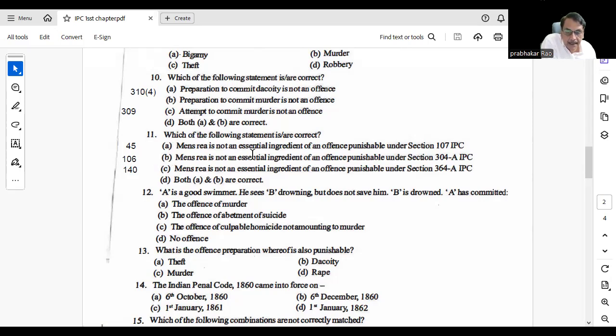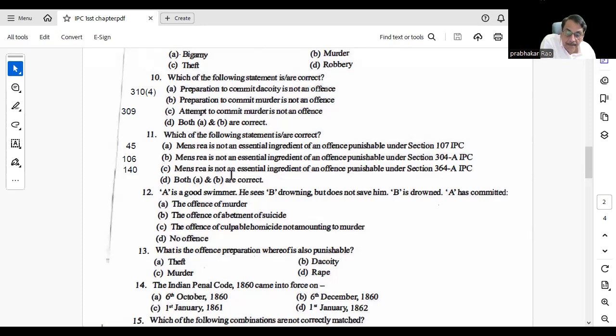Mens rea is not an essential ingredient of an offense punishable under Section 304A. It is under Section 106 of BNS. It is negligence, causing death by negligence. Mens rea is not required. Actually, negligence is the pale shade of mens rea, criminal intent. That's why negligence won't be treated as exactly synonymous with mens rea. That's why the answer is that mens rea is not an essential ingredient of an offense punishable under Section 304A IPC. In negligence, mens rea is not required.